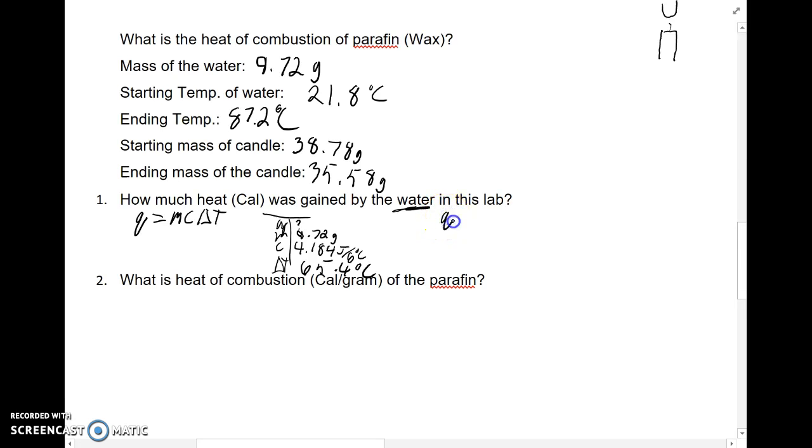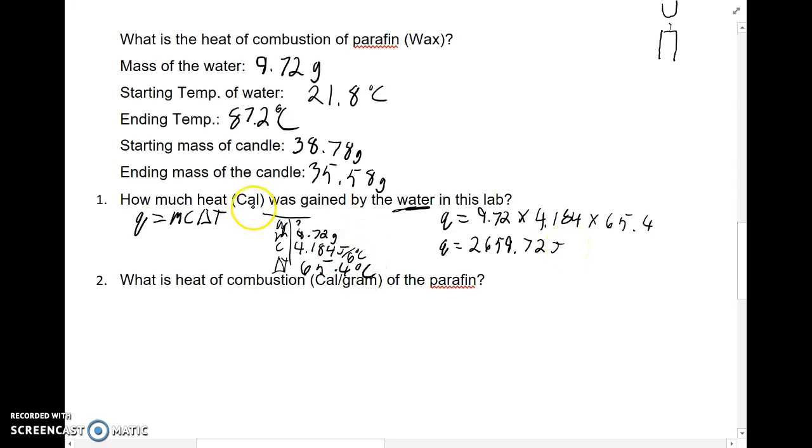Now that my variable chart is filled out, all I have to do is plug in my values. So Q equals m, which is 9.72, times c, which is 4.184, times delta T, which is 65.4. And that is 2,659.72 joules. Again, Q is heat energy. My specific heat was in joules per gram degree Celsius. Grams cancel, degrees Celsius cancel, and I am left in joules.